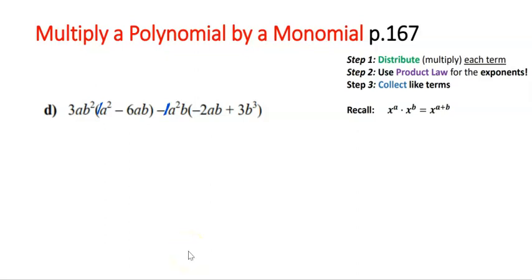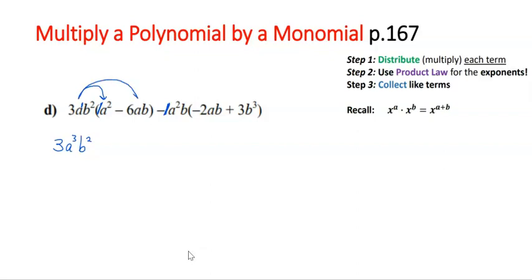Okay, so we're going to be distributing 3ab squared to the two terms in brackets. 3 times 1 is 3. We're going to now be adding our exponents. a to the 1 plus 2 is a cubed. And there's no b, so we're going to keep the b squared for that first distribution.